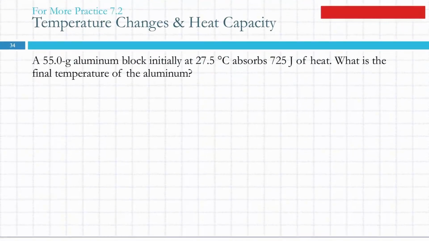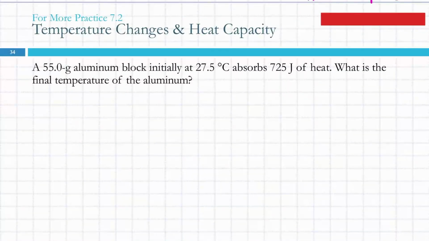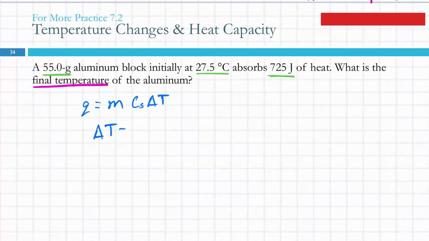We can also do questions like this where we have a temperature change. We've got a 55-gram aluminum block initially at 25 degrees Celsius. It absorbs 725 joules of heat. What's the final temperature? So using Q equals MCΔT, and knowing that ΔT equals TF minus TI, what we're looking for is the final temperature, or TF.